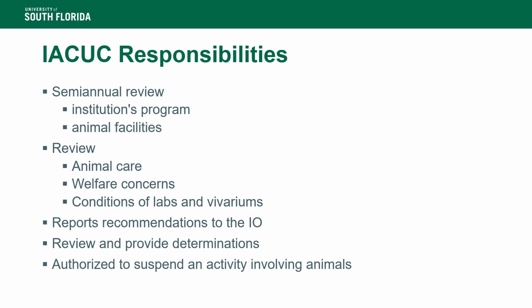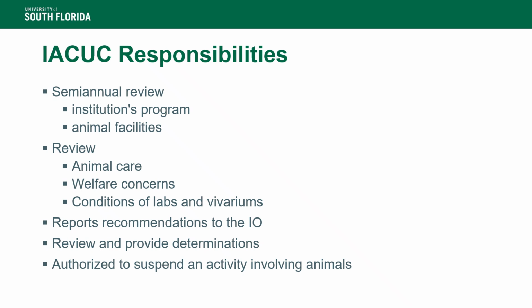The IACUC also provides ongoing guidance to the institutional official. This includes recommendations related to the animal program, facility conditions, and the training and qualifications of personnel who work with animals. A major part of the committee's work is reviewing proposed animal research activities. Before any project involving animals can begin, the IACUC evaluates the protocol to ensure it meets ethical and regulatory standards. The committee also reviews significant changes to ongoing studies to make sure those changes remain compliant.